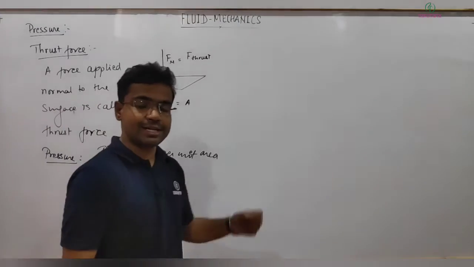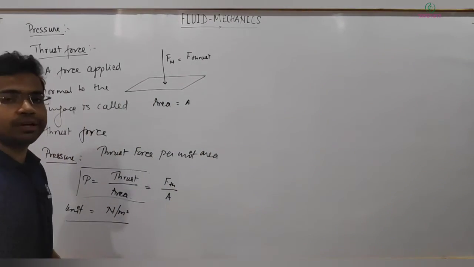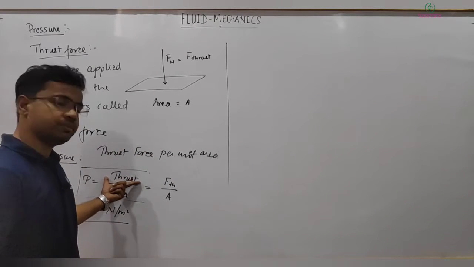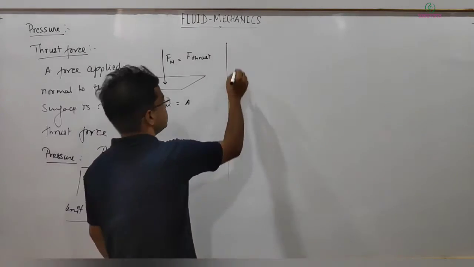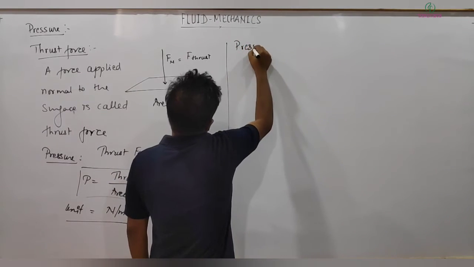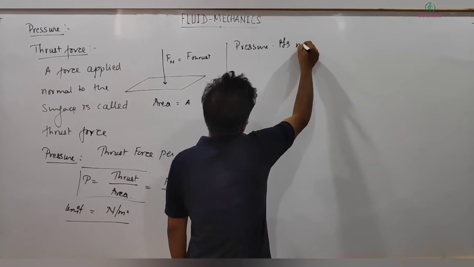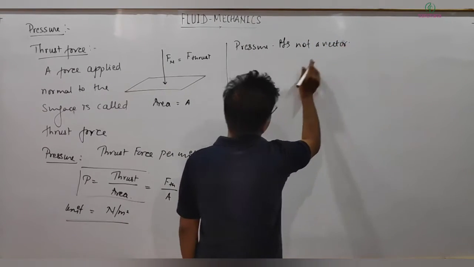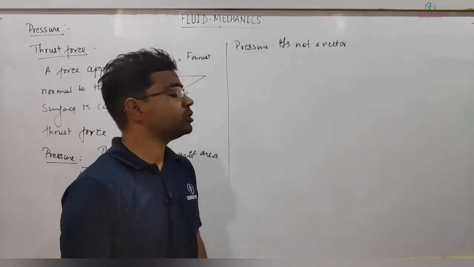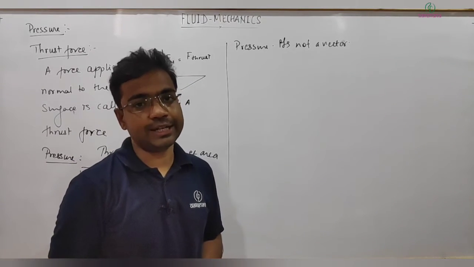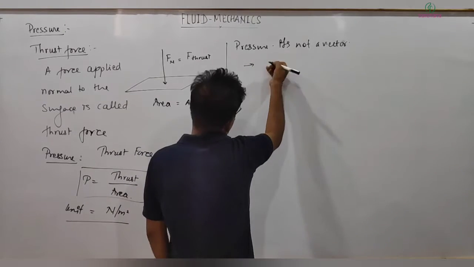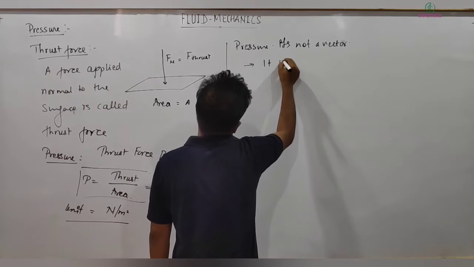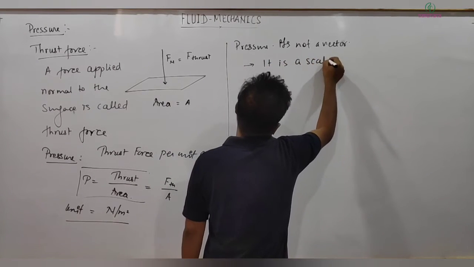Another point here is whether pressure is a scalar quantity or a vector quantity. It seems like force is a vector quantity and area is also a vector quantity, but still pressure is not a vector quantity, because pressure is not added vectorially. So that's why we normally call pressure a scalar quantity.